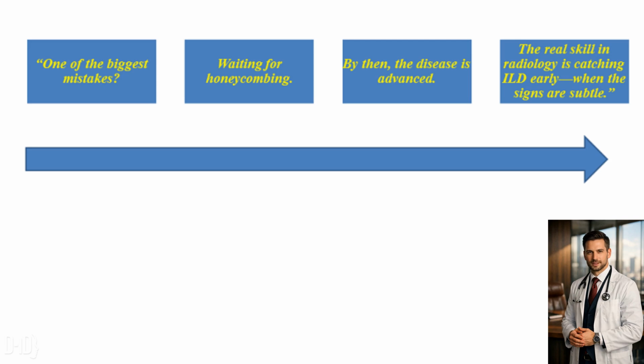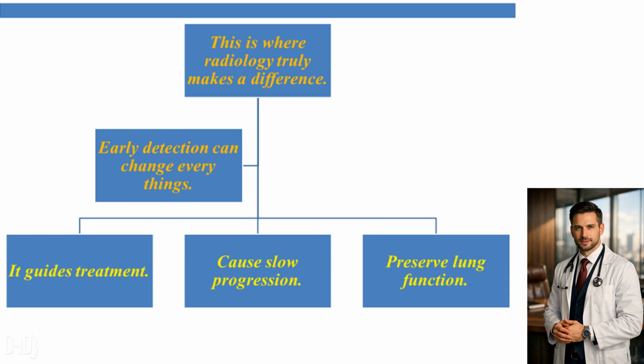One of the biggest mistakes is waiting for honeycombing to diagnose lung fibrosis. By then the disease is advanced. The real skill in radiology is catching interstitial lung fibrosis early when the signs are subtle. This is where radiology truly makes a difference. Early detection can change everything. It guides treatment, slows progression, and preserves lung function.